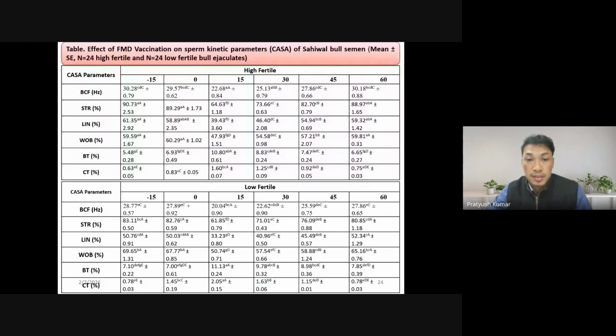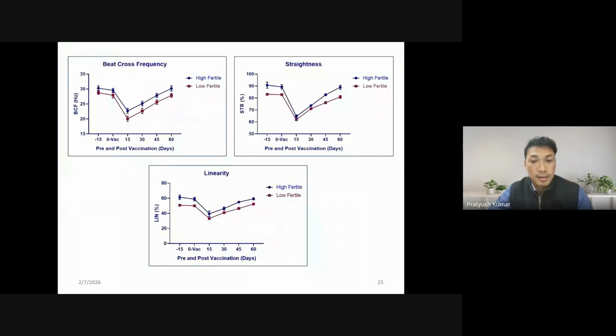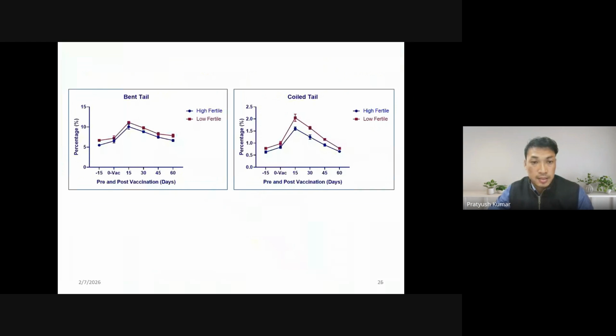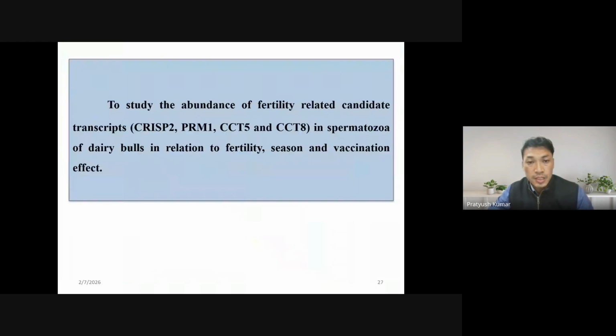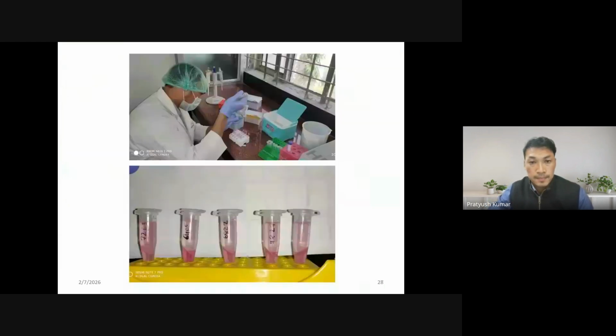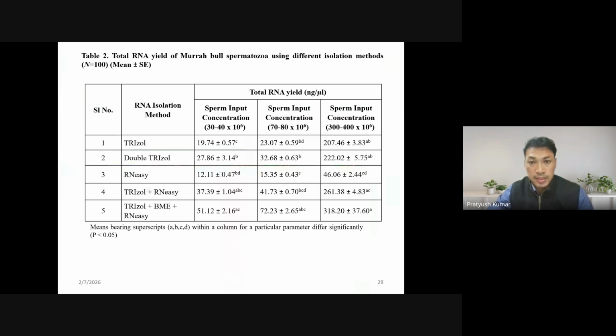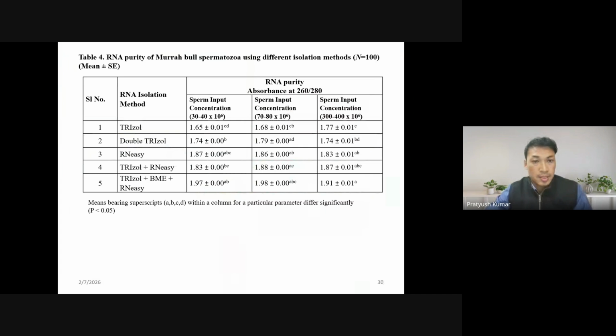These are the labs. These are CASA parameters. Some of the CASA parameters I studied in Sahiwal bulls in Karnal, India. These are the results. These are the candidate genes I have already told you about, which are important for bull fertility. After semen collection, we go for RNA extraction. After that, all these genes were studied.